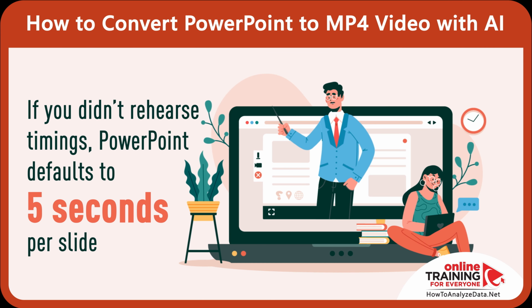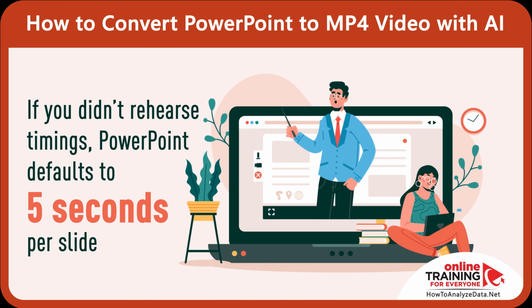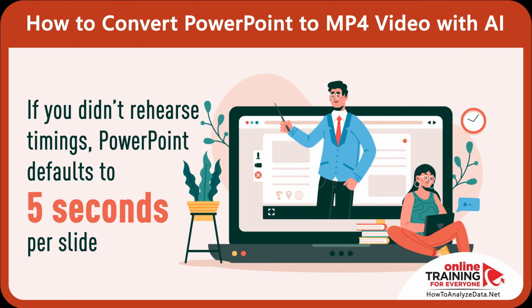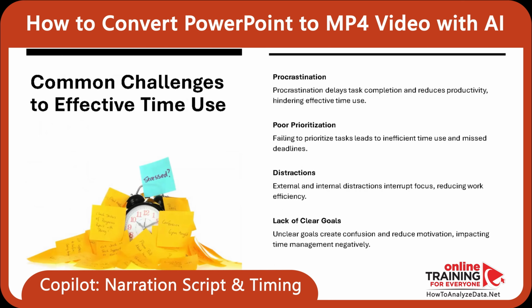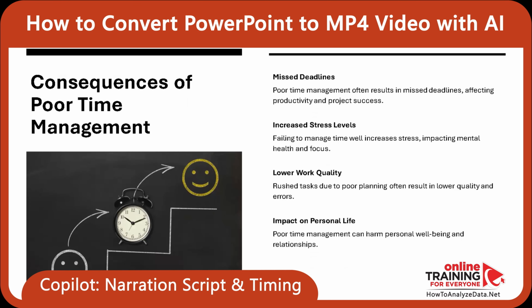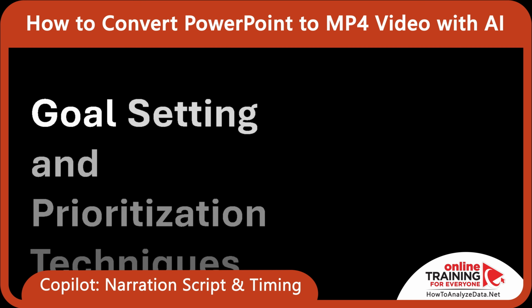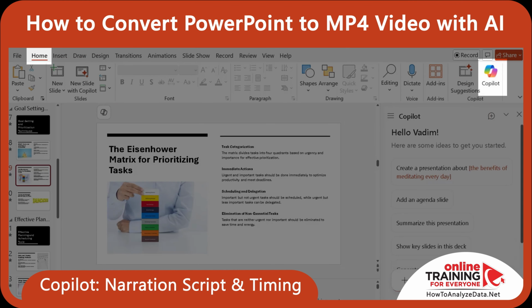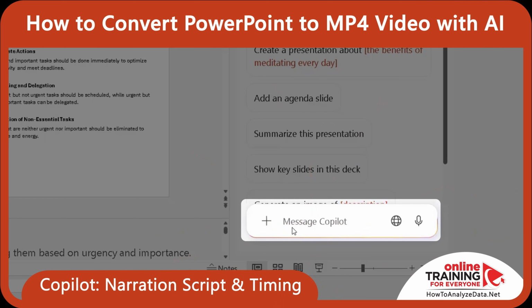If you don't rehearse timings, PowerPoint defaults to 5 seconds per slide. That's fine for static slides, but bad for animated ones. Because my PowerPoint deck had animations, I felt that I need to do pacing first before exporting the video. To open Copilot, on the Home tab, you click Copilot button. And here in Copilot window, you can type the message.